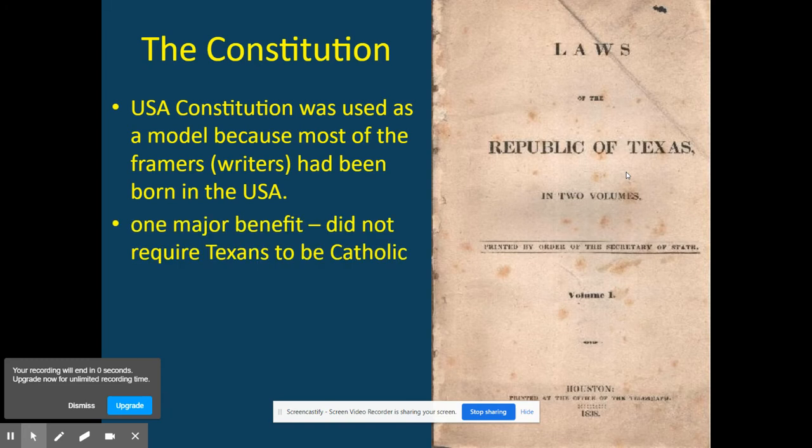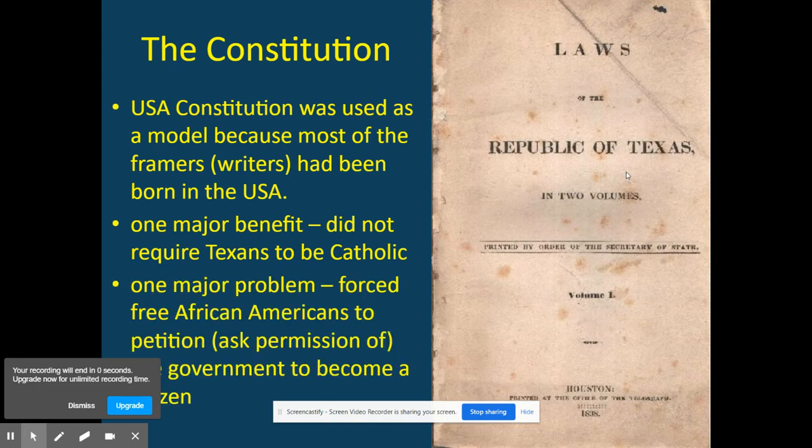One major benefit is that it did not require Texans to be Catholic. In other words, they had freedom of religion. One major problem is that it forced free African Americans to petition, or ask permission of the government, to become a citizen. This took effect September of 1836.